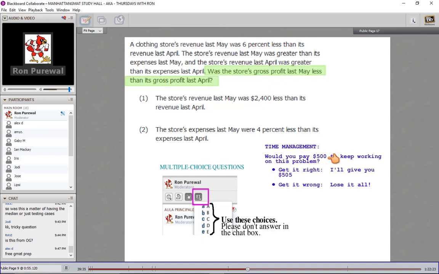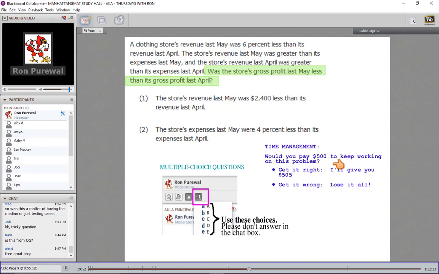There's no minutes and seconds. There's no gauging the length of the problem. You don't have to do any of that. I mean, time management is just this. It's just identifying when you are honestly stuck. And quitting.